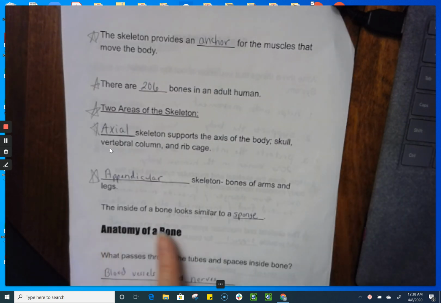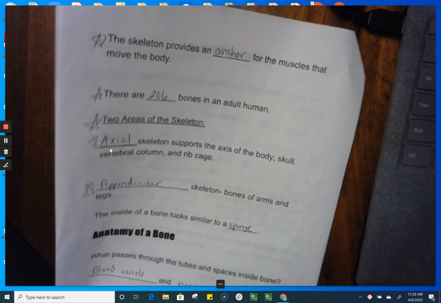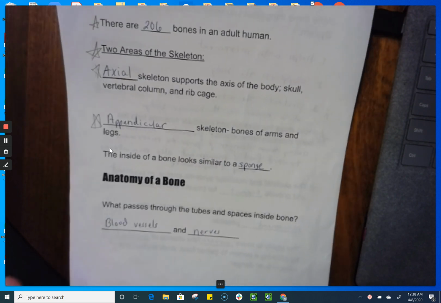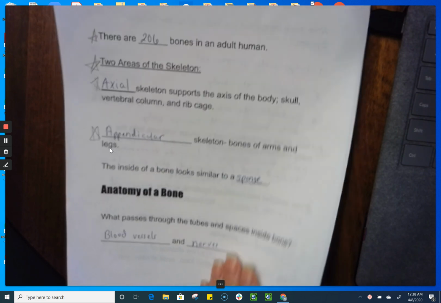Let's see. So the inside of a bone looks similar to a sponge. Most of you have seen some type of bone opened up, and they're talking about the ends of the bone. You can see that like in chicken bones, like the leg bones and stuff, when they break open, they're not solid all the way through. They're kind of spongy. And what passes through the tubes and spaces inside the bones are blood vessels and nerves.